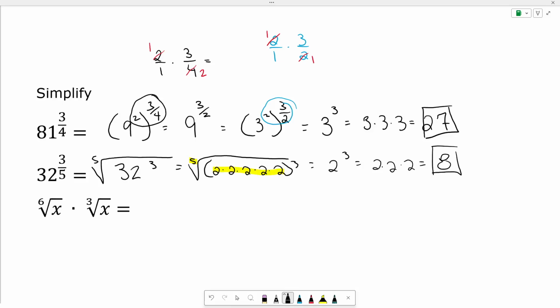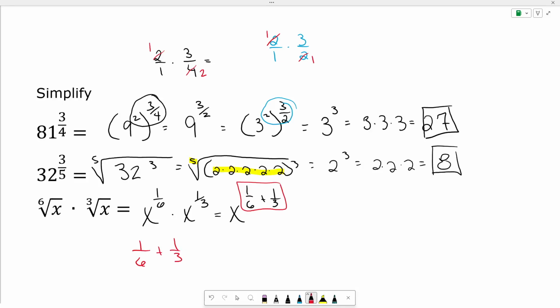Our example down here at the bottom, we're dealing only with variables, so we want to convert these things into x to the 1/6 times x to the 1/3. Remember, whenever you're multiplying with these, we have to take and add our exponents. So this will be x to the 1/6 plus 1/3. I'm going to take this little piece right here, separate, and bring it down here and do 1/6 plus 1/3.